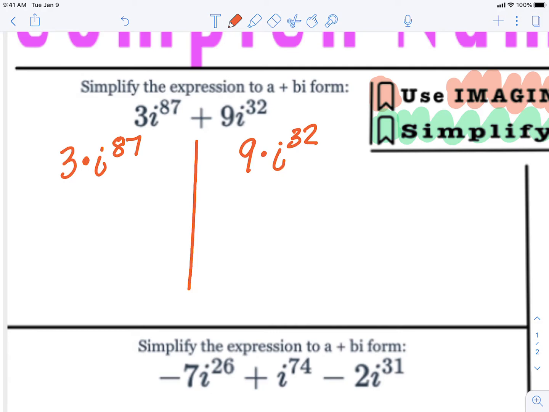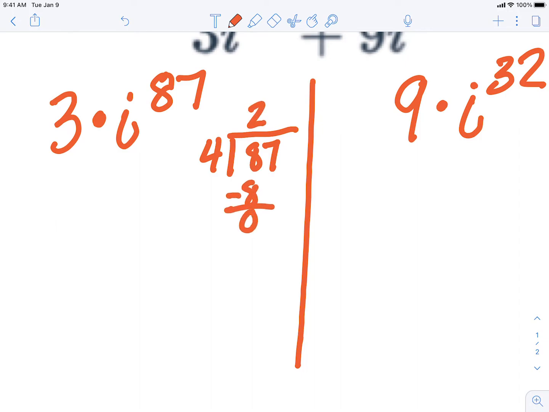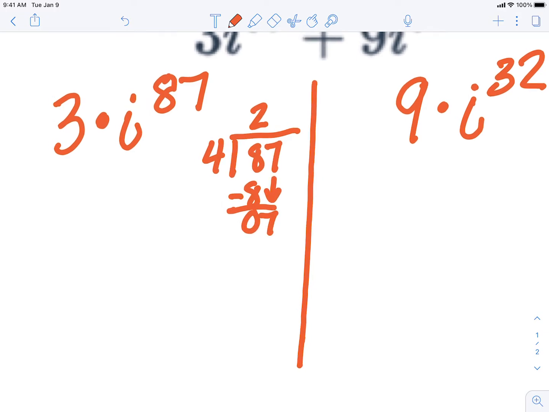The first thing I'm going to do is take my 87 and divide by 4, like I've been doing. 4 into 8 goes 2 times. 4 times 2 is 8. 8 minus 8 is 0. Bring down my 7. 4 goes into 7 one time. 4 times 1 is 4. 7 minus 4 is 3.